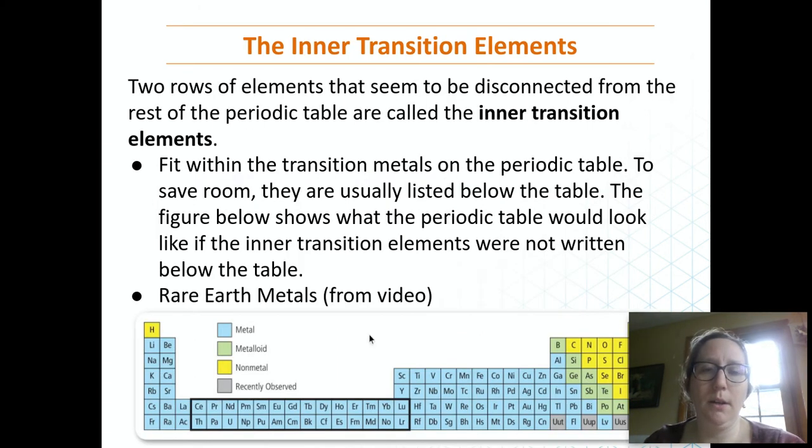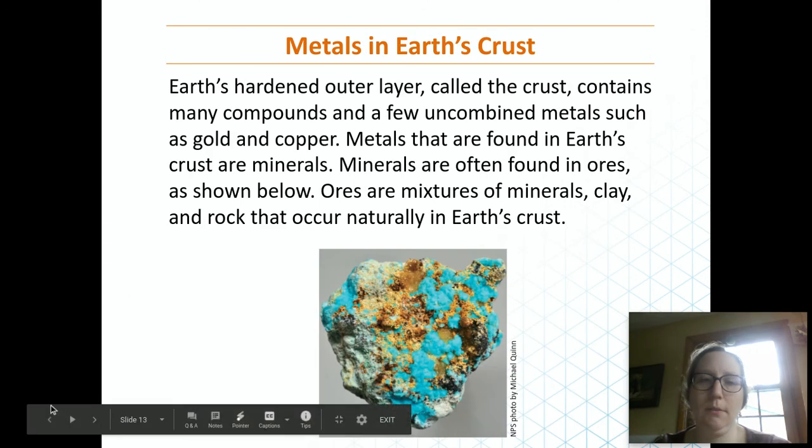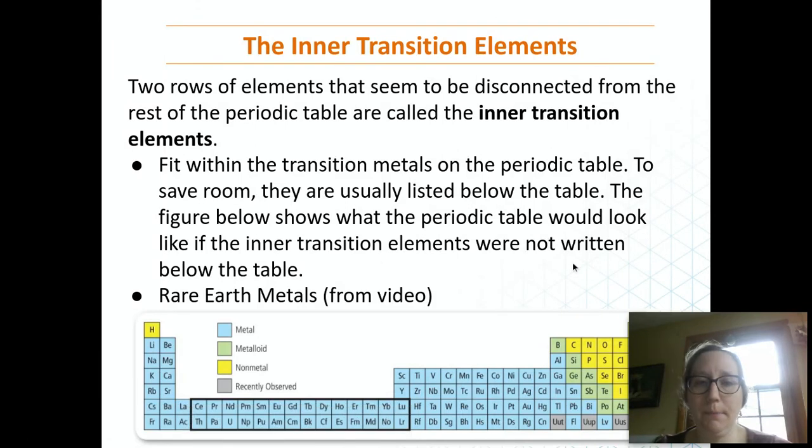And then we have the inner transition elements. So in most periodic tables, they sit below the table, okay? And then I always told you guys they would fold up like a map and shove themselves into the periodic table. The periodic table here at the bottom of the slide actually shows you what the periodic table would look like if we stuck it in, okay? These are all pretty uncommon. In the video, they call them rare earth metals. Again, watch Hunting the Elements. I'm telling you, just watch it. I know it's long. It's okay.